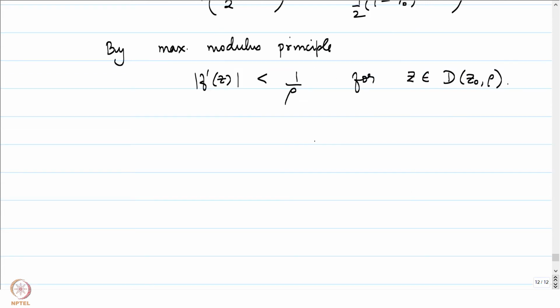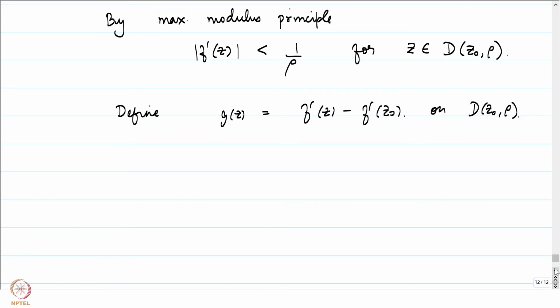Let's now consider the following function. Define g of z to be equal to f prime of z minus f prime of z naught. And if we look on D(z0, rho), then the absolute value of g of z is going to be less than or equal to the absolute value of f prime of z plus the absolute value of f prime of z naught.